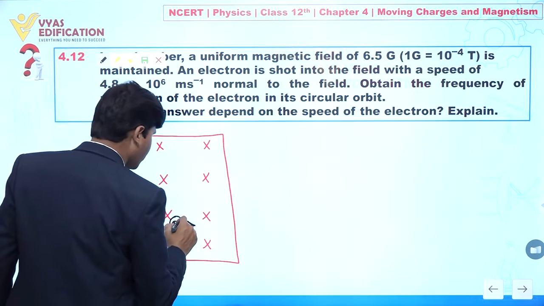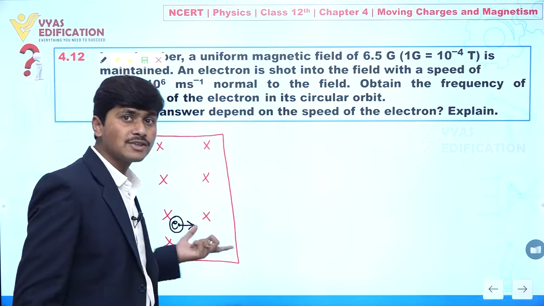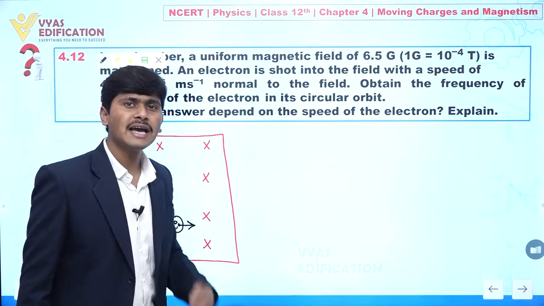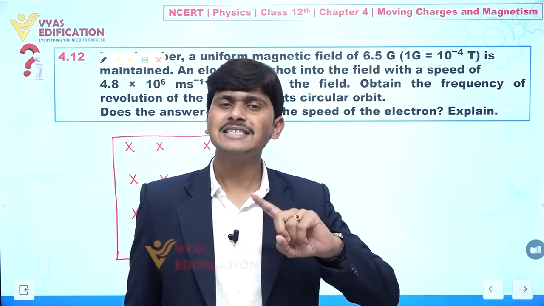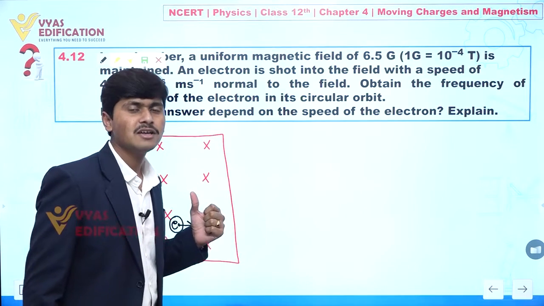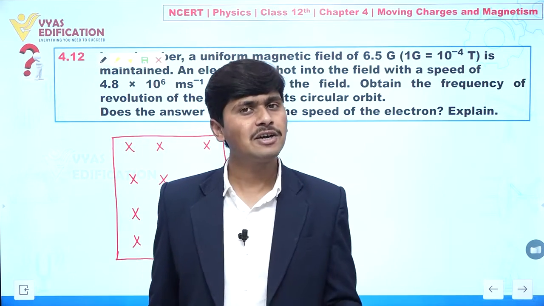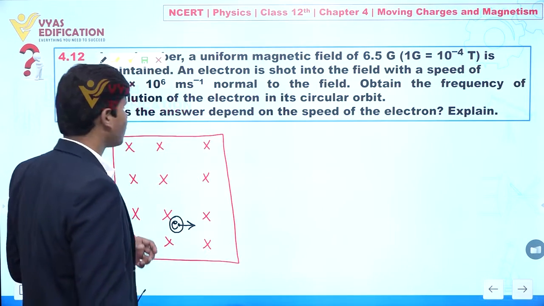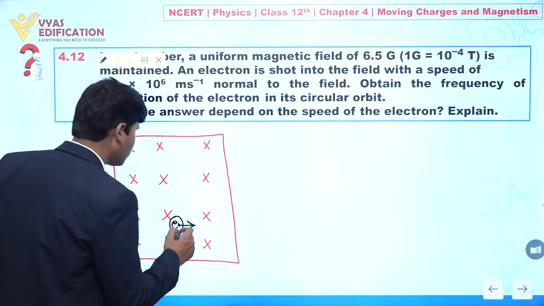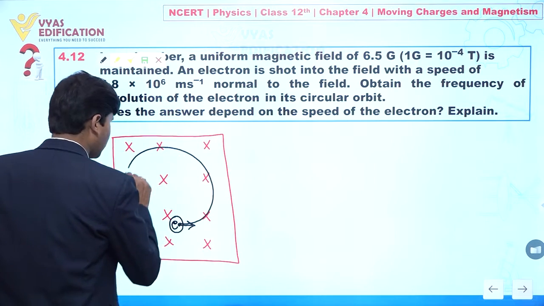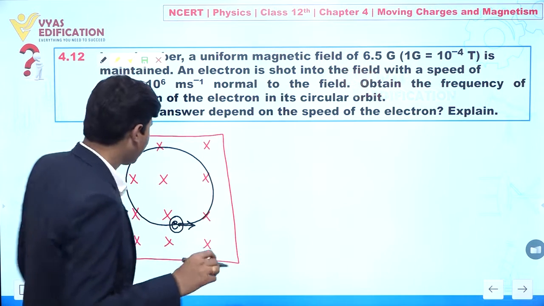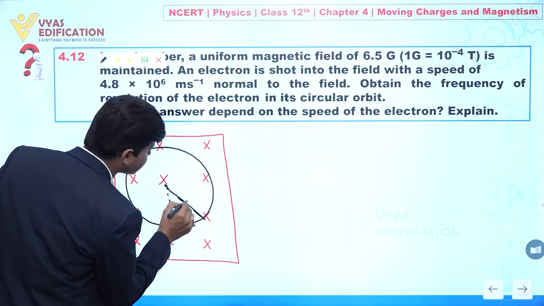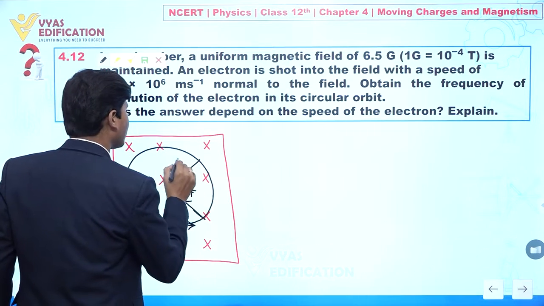Let's suppose the electron is entering from here, and at that time the velocity vector of the electron is in this direction. Whenever the velocity vector is perpendicular to the magnetic field, a force will act along the radius, towards the center. The magnetic force behaves just like a centripetal force. So the necessary centripetal force is provided by the magnetic force, and due to that force the electron moves in a circular path like this. Let's suppose here we have a center, so at any instant the force will act in this direction.